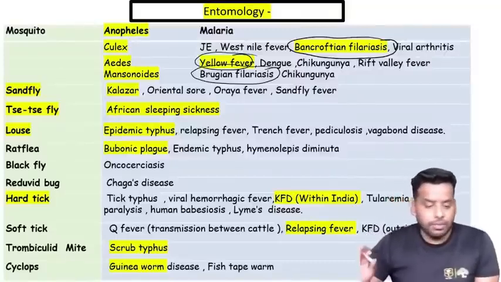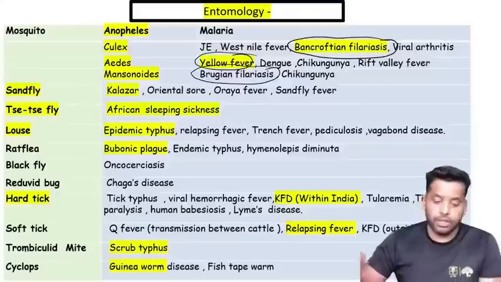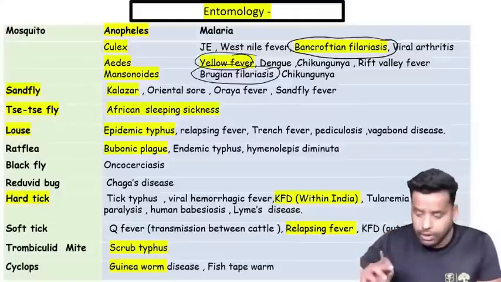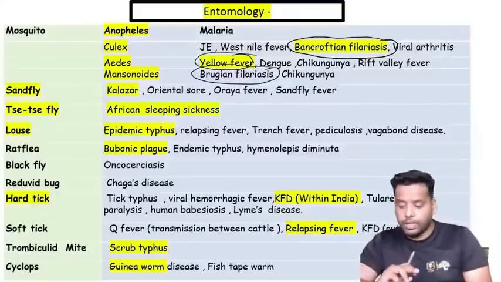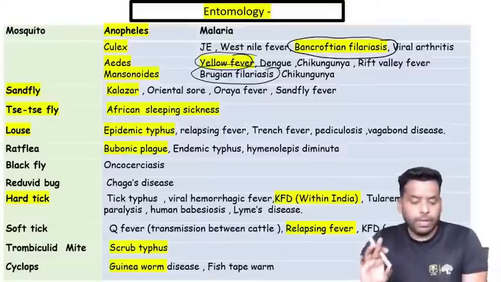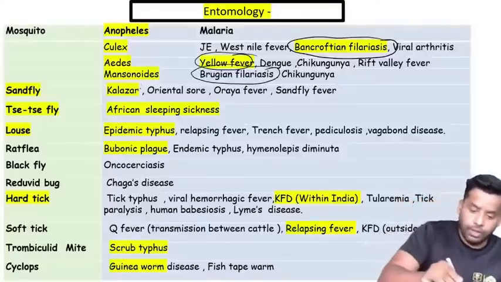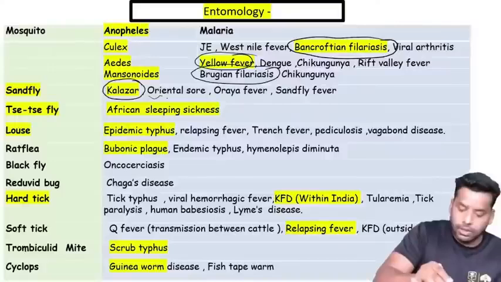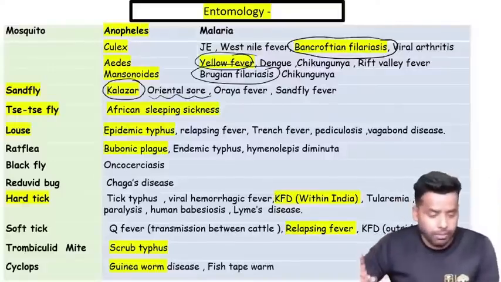Brugian filariasis is Mansonia, which breeds in the roots of aquatic plants. You'll be knowing that. Sandfly will cause Kala Azar, oriental sore. These two things are important.